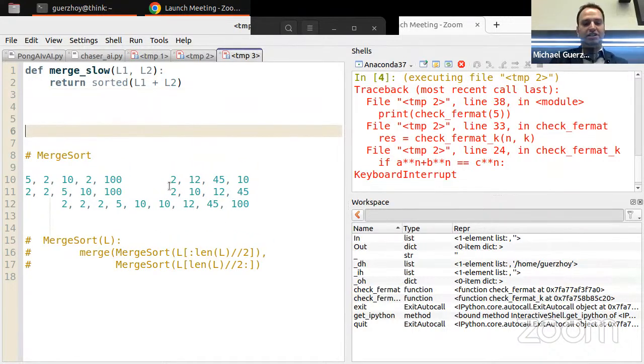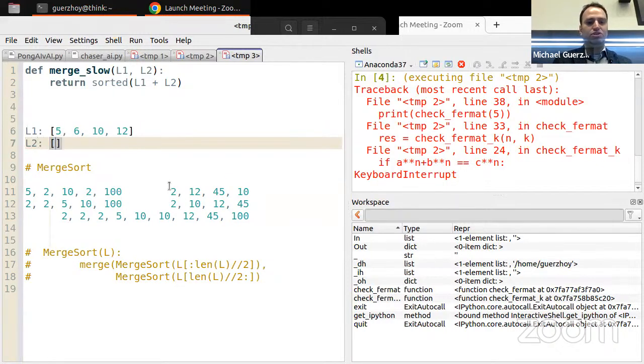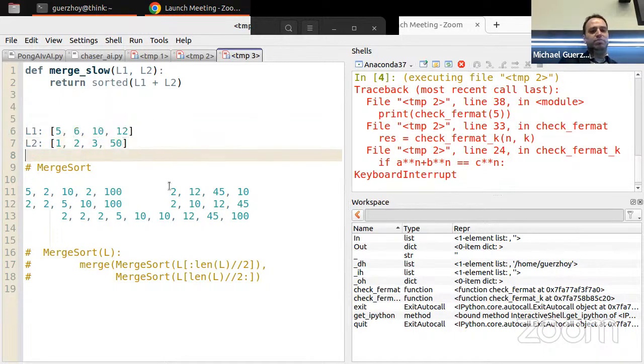But if L1 and L2 are already assumed to be sorted, which they are here, you can do something better, right? So let's say that L1 is something sorted, and then L2 is also something sorted. Then I'll just make a resultant list and I'll keep inserting into the list, and I'll keep track of where I am in L1 and where I am in L2. Right, so right now I inserted the 1 in L1, so I'm here in L1 and I'm here in L2. So I'll insert the 2. So now I'm here in L1 still, and I'm here in L2.